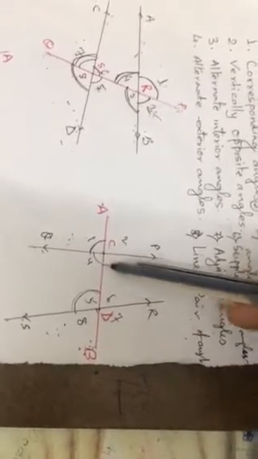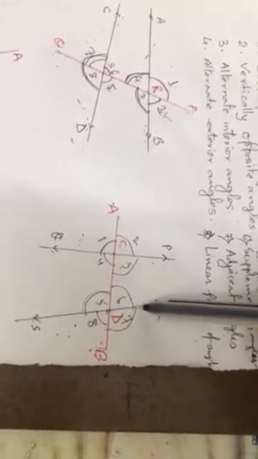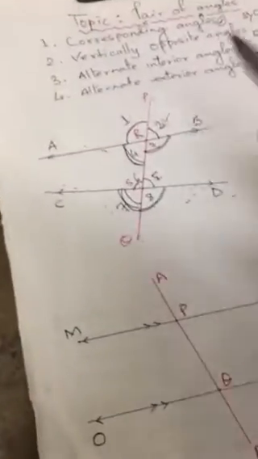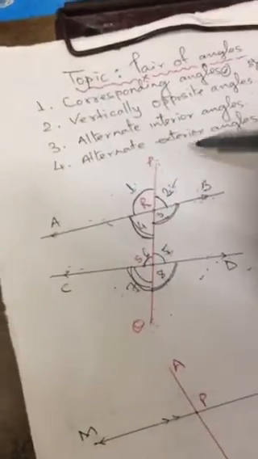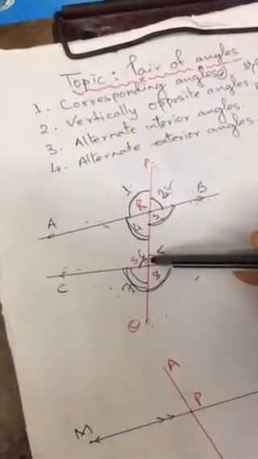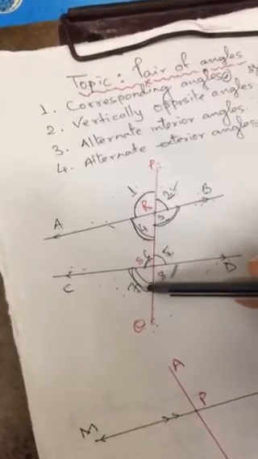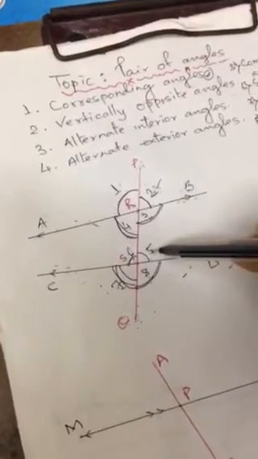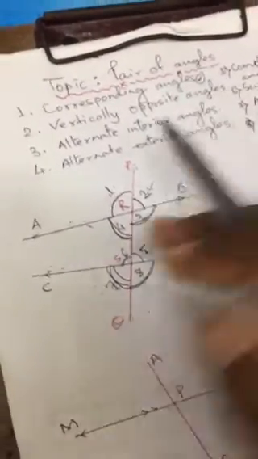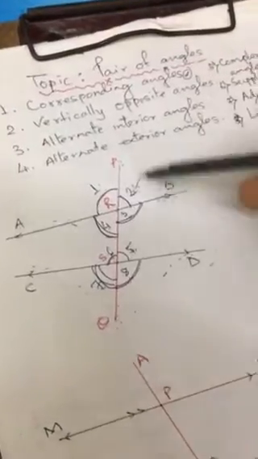Angle 4 and angle 8 are corresponding. Angle 2 and angle 6 are corresponding. Angle 3 and angle 7 are corresponding. So this is how we recognize the corresponding angles. Here, in the same figure, I have already told you that angle 1 is the corresponding angle of angle 6, angle 4 of angle 7, angle 3 of angle 8, and angle 5 of angle 2. So I think you understood what corresponding angles are.